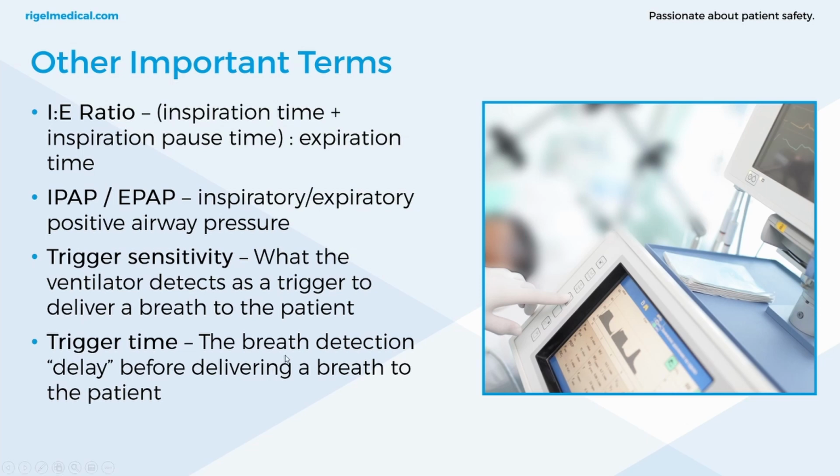We've got trigger time. This is the breath detection delay before delivering a breath to the patient. If a patient has just taken a breath, we don't want to instantly provide another breath. We want to give it a certain amount of time before you deliver another one. So the ventilator will measure the time from the end of expiration before delivering the next breath. For instance, if the respiratory rate is set to 15 breaths per minute, the flow will only be delivered after 4 seconds from the end of expiration.